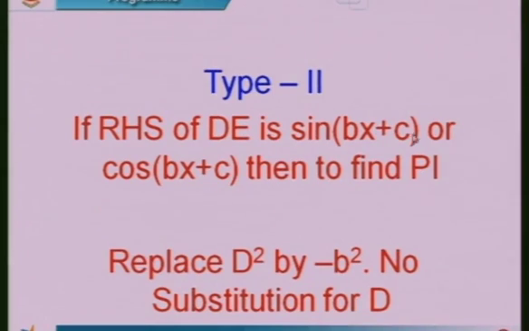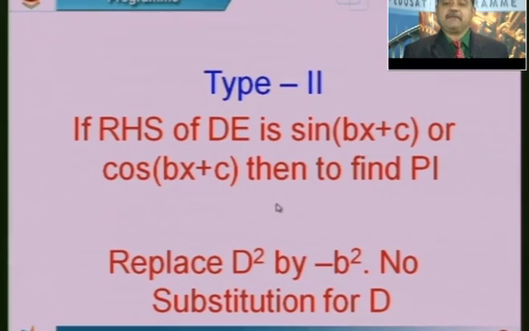On the right hand side, you may find sin(bx+c) or cos(bx+c). The procedure is the same. To find PI, replace D squared by minus b squared. Very important: in the beginning also I told, don't write it as minus b whole squared, which is wrong. D squared is replaced by minus b squared and there is no substitution for D. You have to rationalize, and again in the denominator D squared you can replace it.